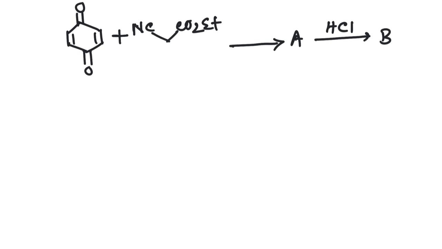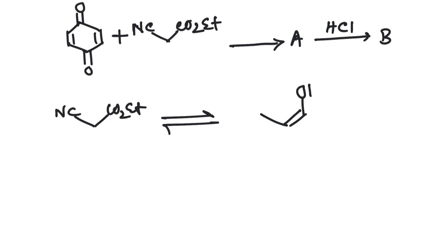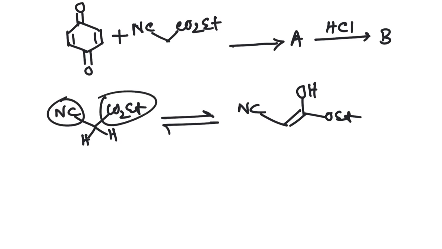Now let me show you how this reaction is occurring and how we can get the product. This is the active methylene compound, and we know that an active methylene compound forms enol very easily in equilibrium, in presence of acid or without any acid or base. This is the enol we will get, and the reason for this fast enol formation is the acidity of these two hydrogen atoms by the presence of these two electron withdrawing groups.